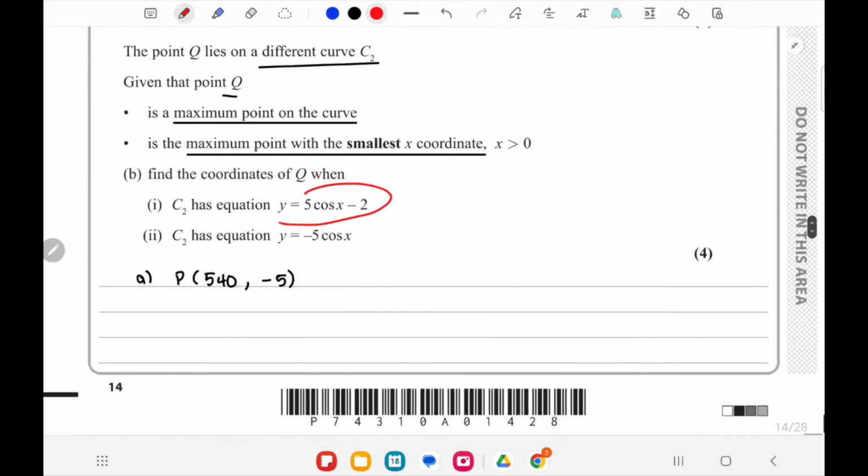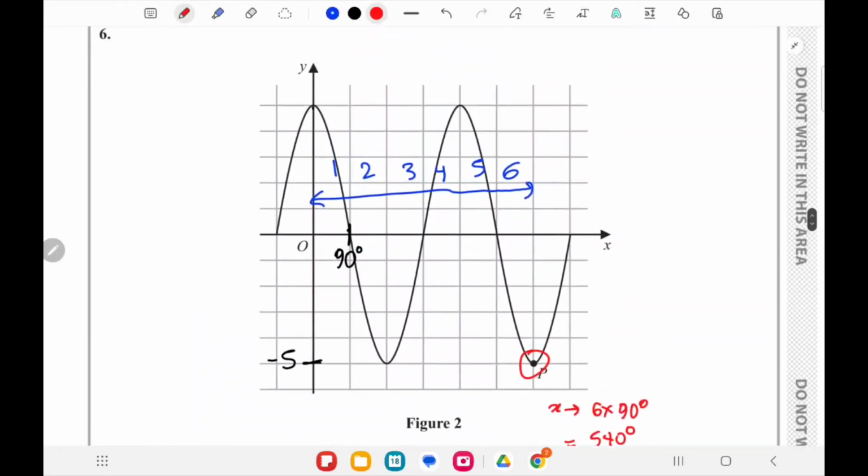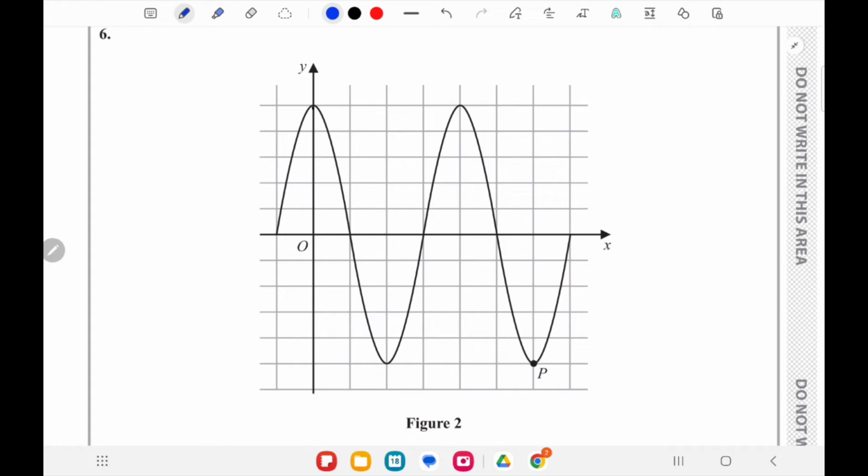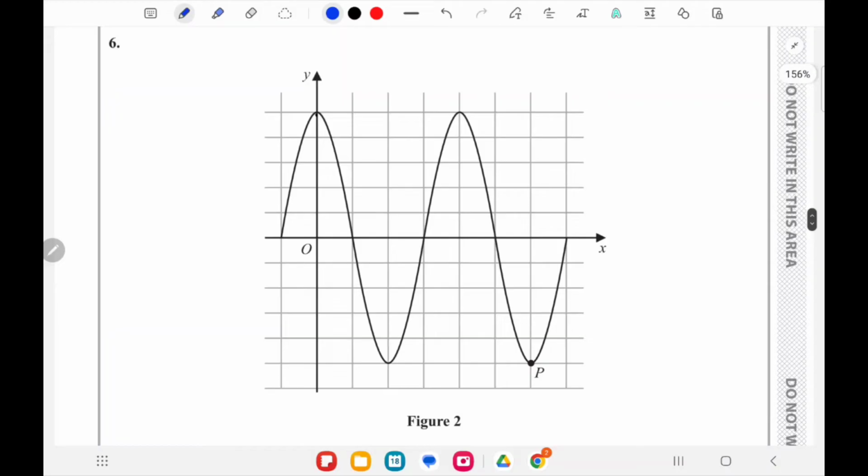So we can treat it like a transformation of the graph we had. So if we have a minus 2 after 5 cos x, it would basically mean that the graph is moving down by 2. Every y value is being subtracted. So this will go here, this will go here. So a new graph, we can plot this. This would be over here. So a graph like this.